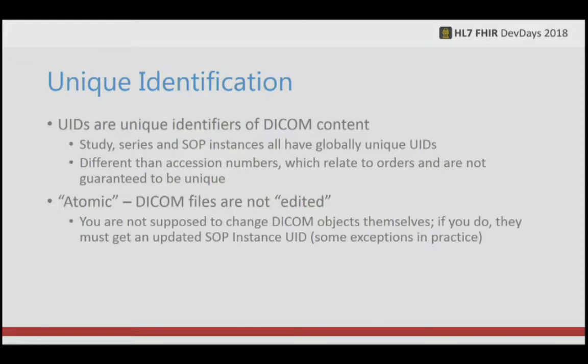So when I create a DICOM instance, it gets an identifier that is by default globally unique. There are no other instances around the world that will use that same unique identifier. It's guaranteed. They are atomic, meaning you also can't just change stuff in that DICOM instance and think that everything is hunky-dory. You have to update the SOP instance UID if you do change something about that. There's some exceptions, like if the patient got married, you probably wouldn't change the SOP instance UID if you changed the name, but if you change something significant, it needs a new identifier.